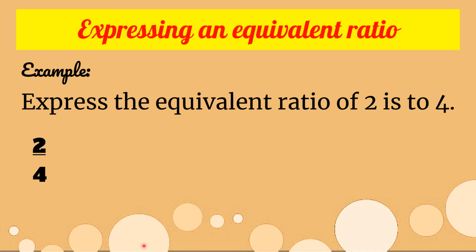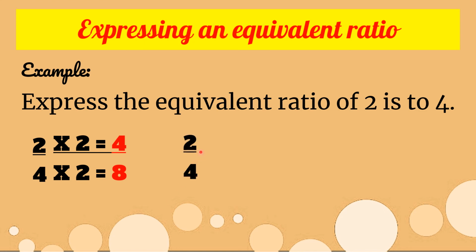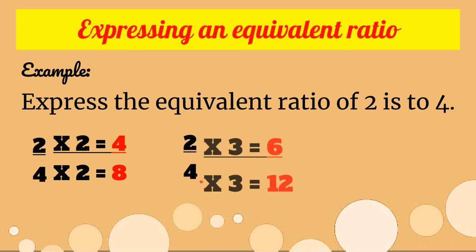For example, I'm going to multiply them by 2 to get an equivalent ratio. So we have 2 times 2 that is equal to 4, 4 times 2 that is equal to 8, and we get 4 is to 8. And 4 is to 8 is an equivalent ratio of 2 is to 4. Okay, another one. We can also get an equivalent ratio of 2 is to 4 by multiplying it by 3. 2 times 3 is equal to 6, and 4 times 3 is equal to 12. An equivalent ratio of 2 is to 4 is 6 is to 12.